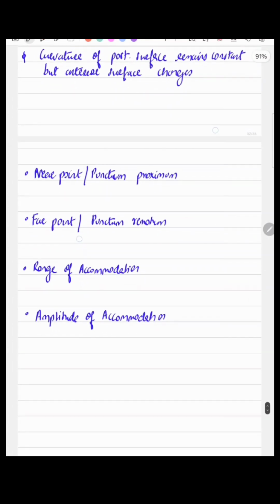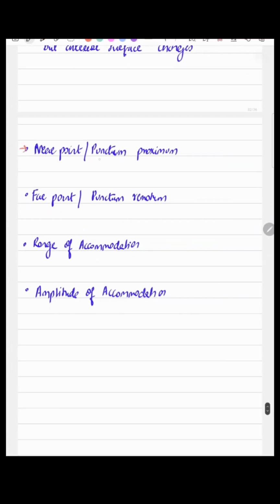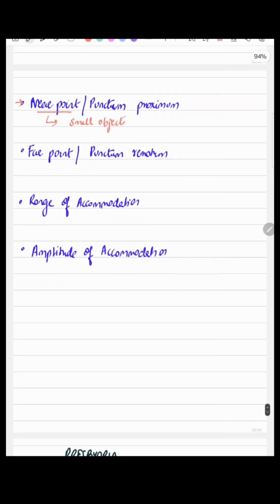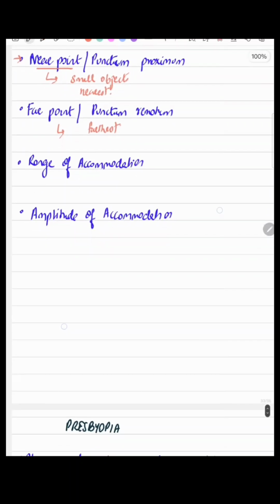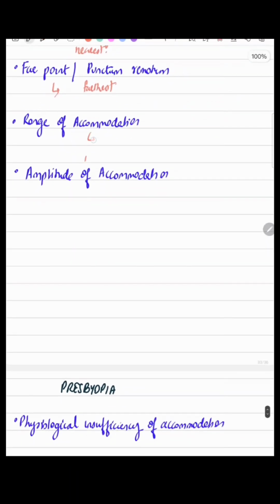Now, there are certain terminologies like near point or punctum proximum. Near point is the nearest point, as the name indicates, at which small objects can be seen clearly. Far point or punctum remotum is the farthest point at which small objects can be seen clearly. Range of accommodation is the distance between the near point and far point.